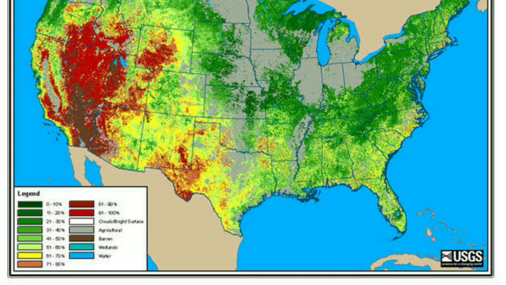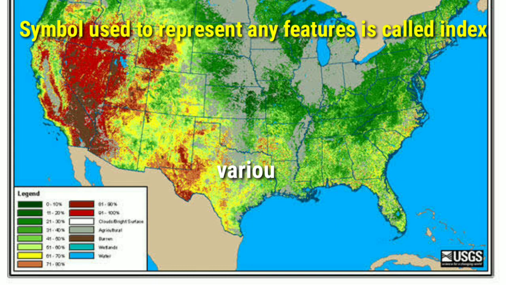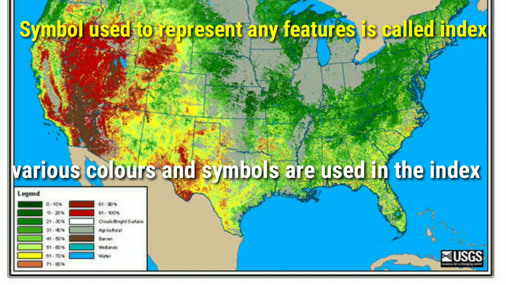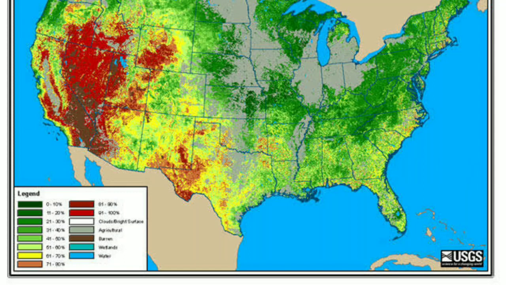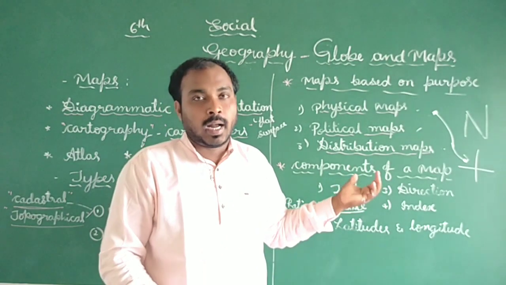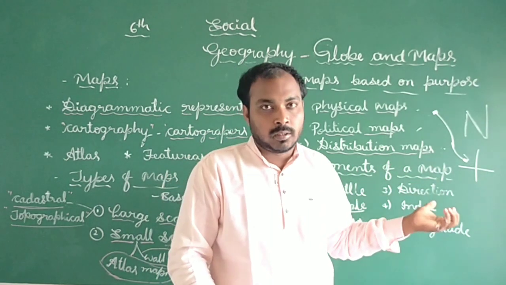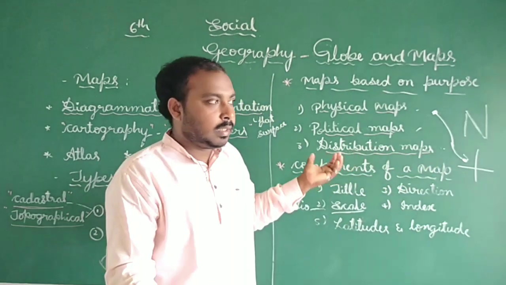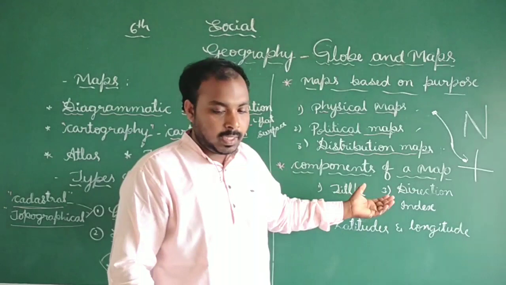The next one is index. What is the meaning of index? The index is a very important component representing all the different kinds of symbols you will see. As I told you, blue color represents the water bodies, white color represents the mountains, and green color represents the forest. These are the things we call the index.